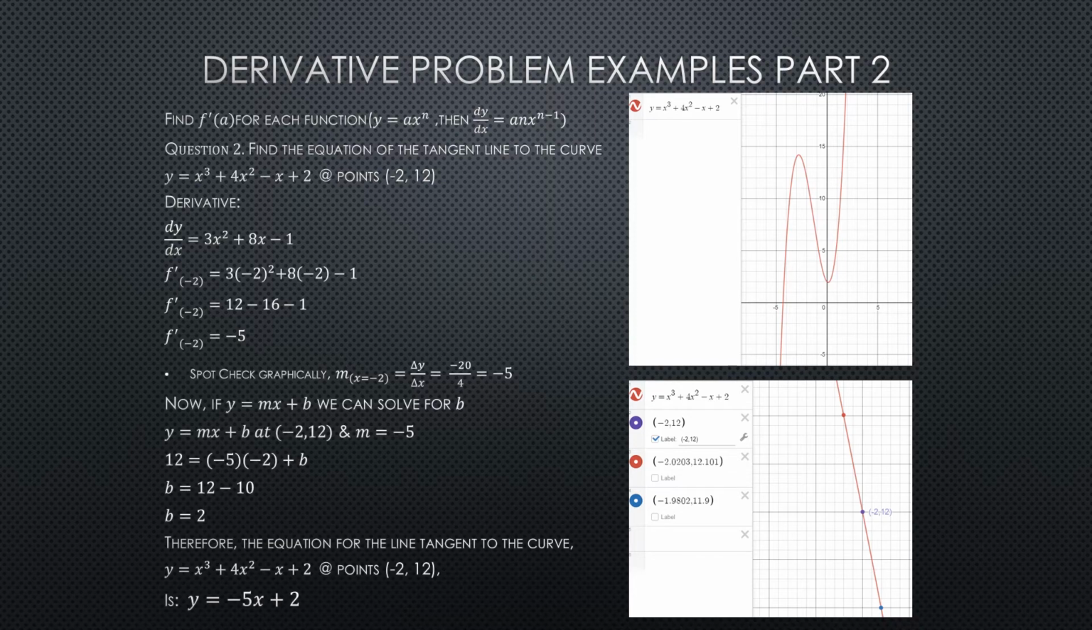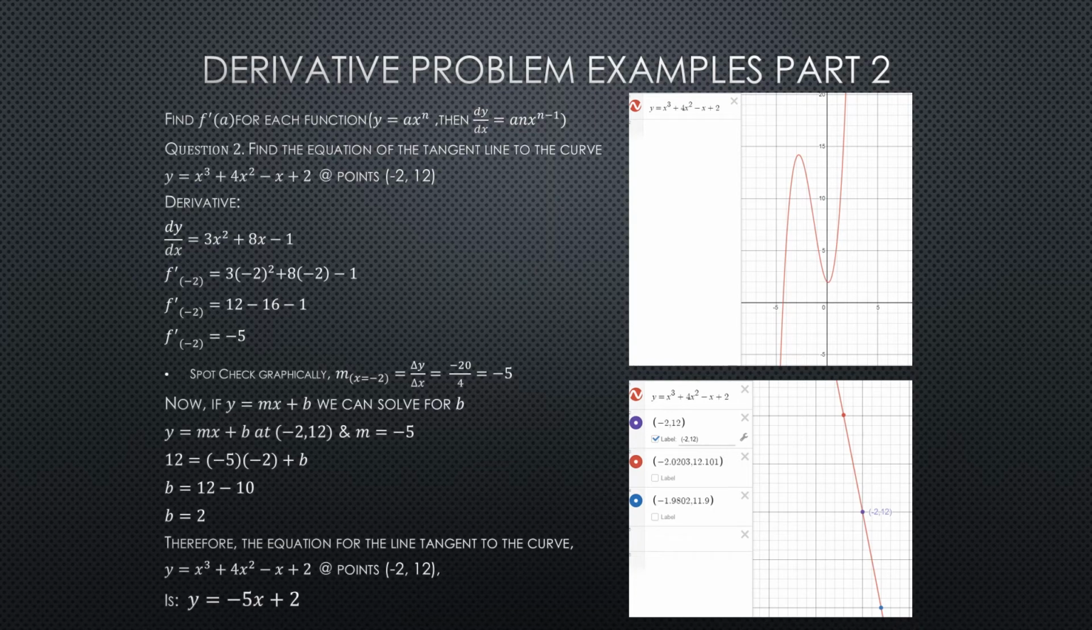and then we're going to do the f prime. Once we've got the derivative, we can now put in the value of -2 for the x's, and then solve for f prime at -2, and we get -5.